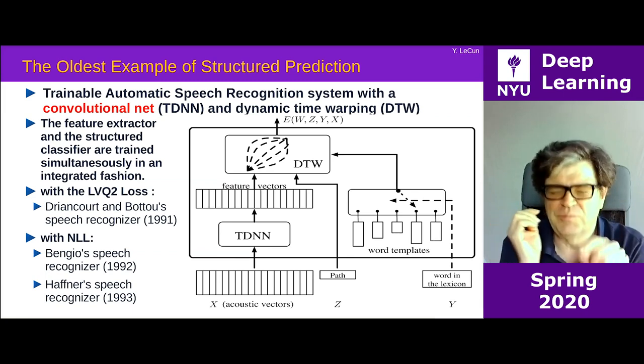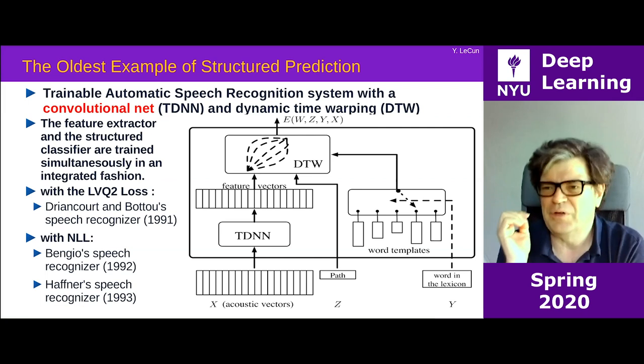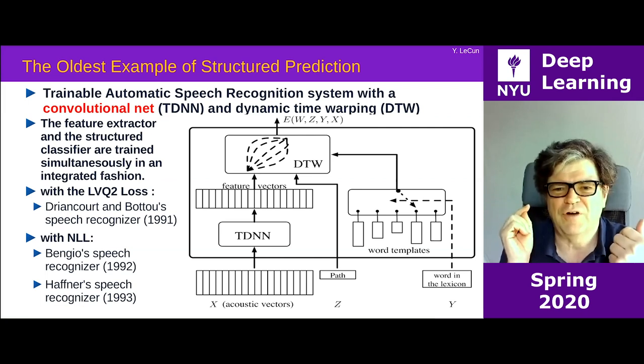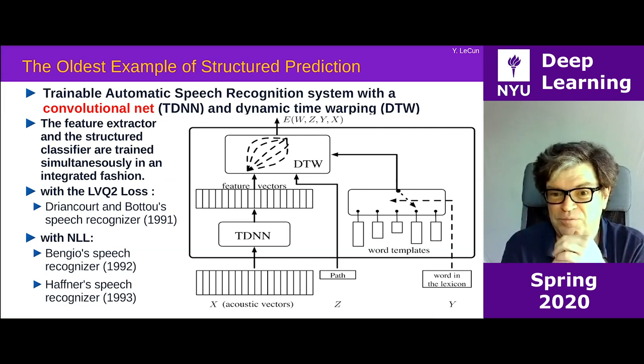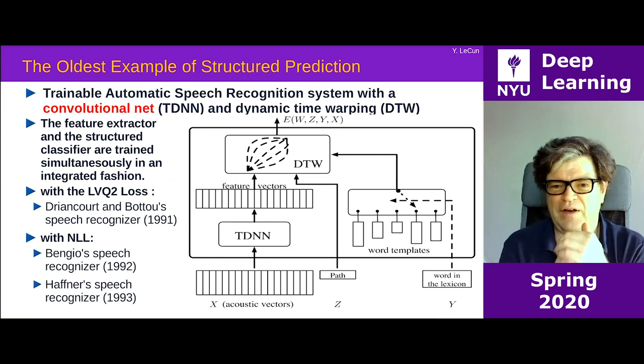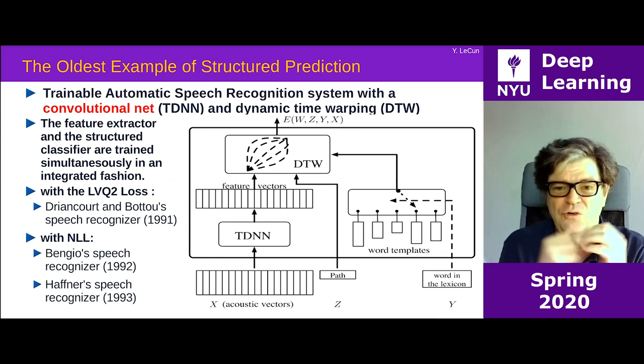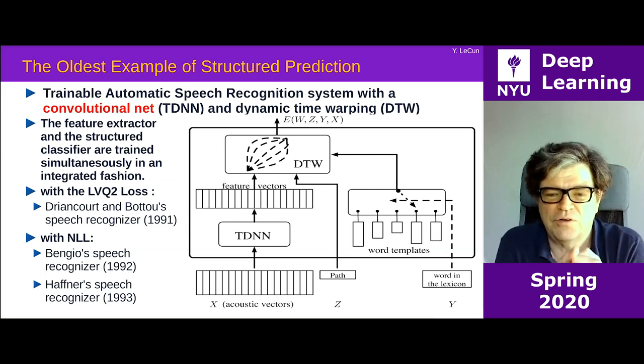I'm sorry, at the input there is 100 per second. So if you have a subsampling by a factor of 4, you will get 25 feature vectors per second, not 100, or something like that. Now, here's the problem. The problem is you want to recognize which word was just pronounced.